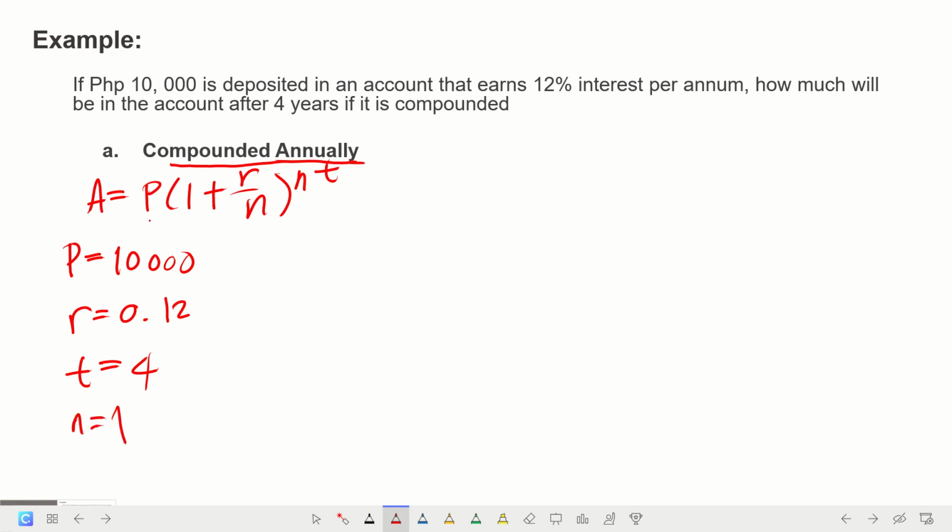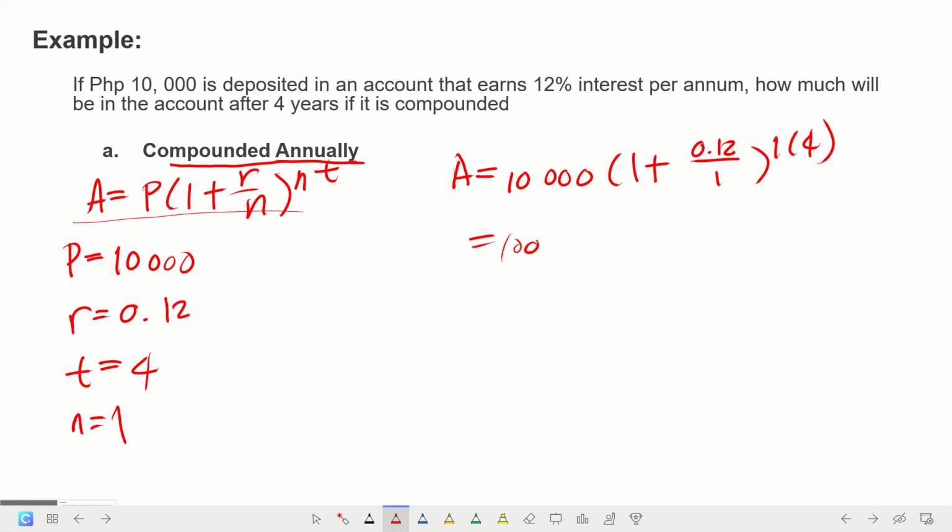So let's substitute the given into our formula. A is equal to 10,000 times 1 plus 0.12 divided by 1, raised to 1 times 4.